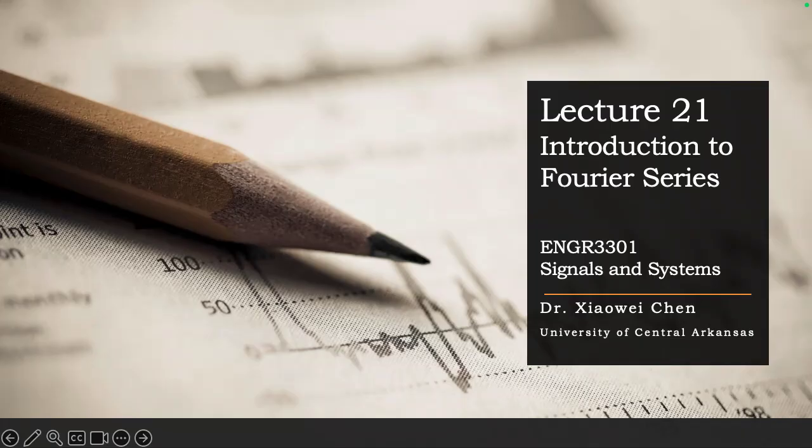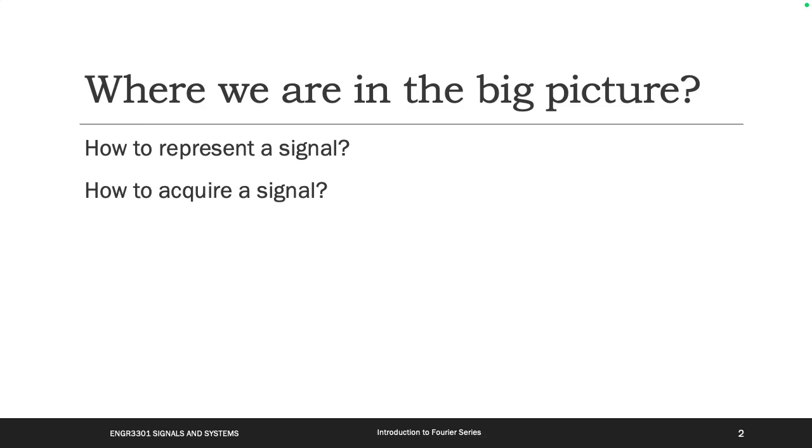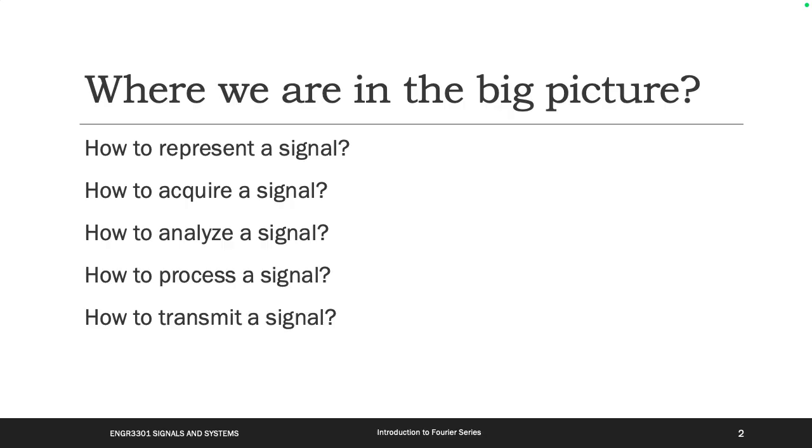Before we talk about Fourier series, let's talk about where we are in the big picture. Do you remember that in class 1, at the beginning of this course, we said we involve 5 different questions? The first is how to represent a signal, then how to acquire a signal, the third is how to analyze a signal, and then how to process a signal and how to transmit a signal.